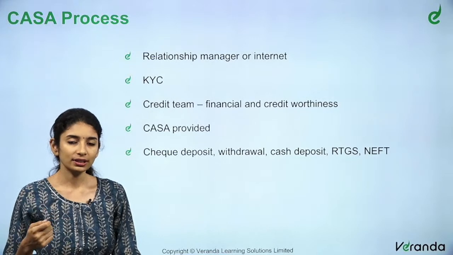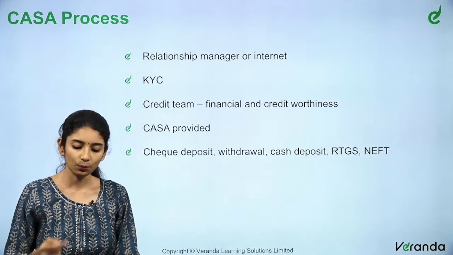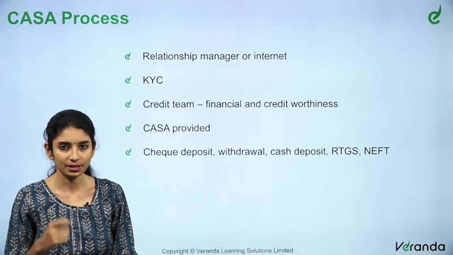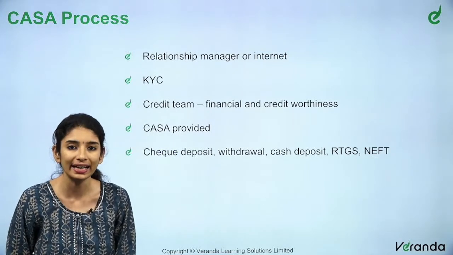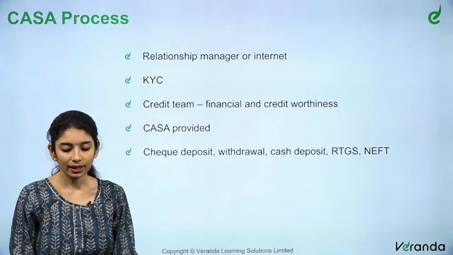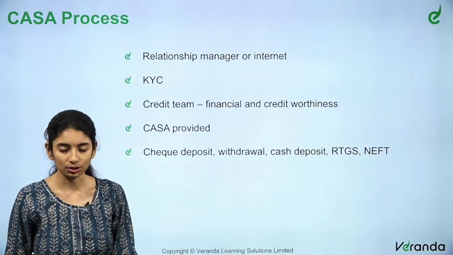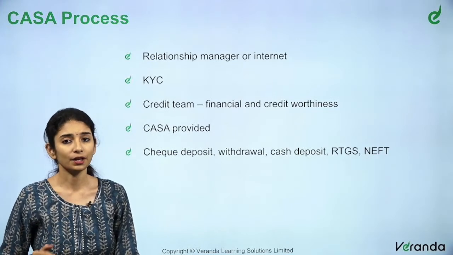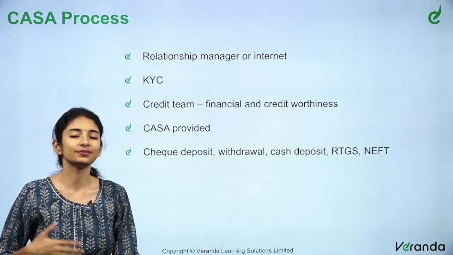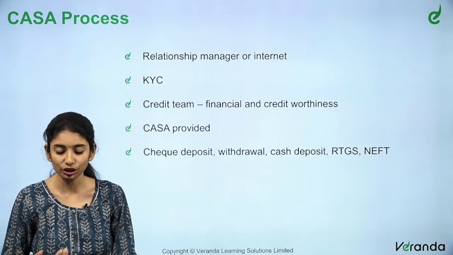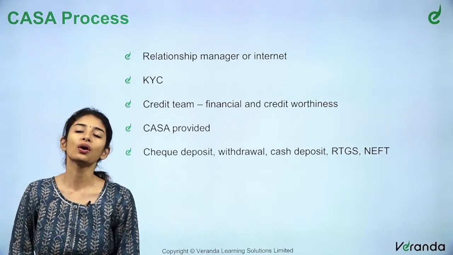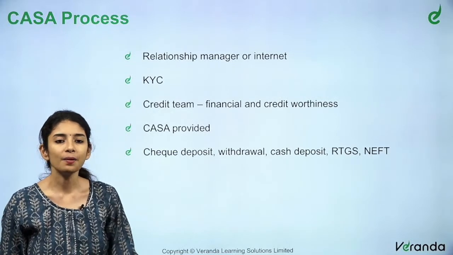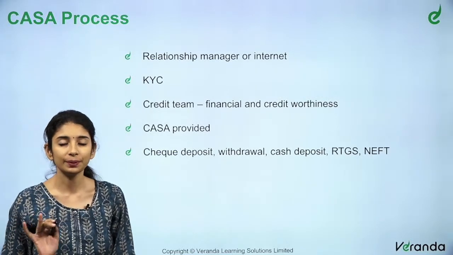Next, based on these KYC documents, the credit team will verify the financial and credit worthiness of the applicant. Then I am given an account. It could be a current account or savings account. Using that account, I can access various facilities of the bank, which includes deposit of check, withdrawal of money, transfer of money, RTGS, NEFT, all of that. Clear? So CASA process, very simple, basic.